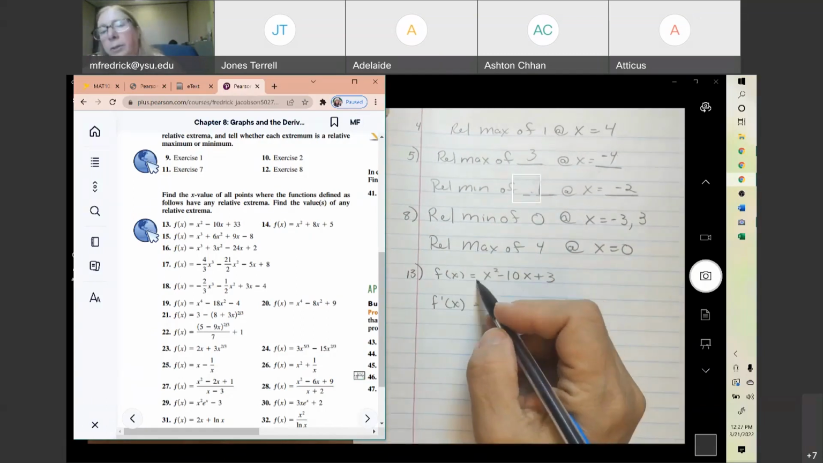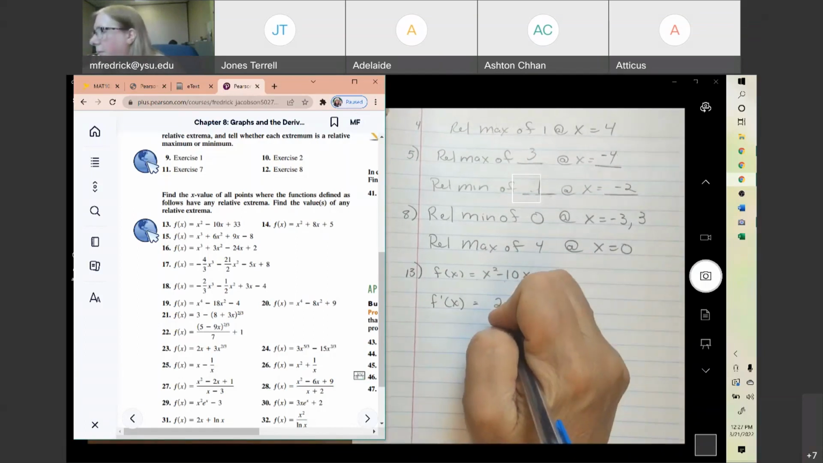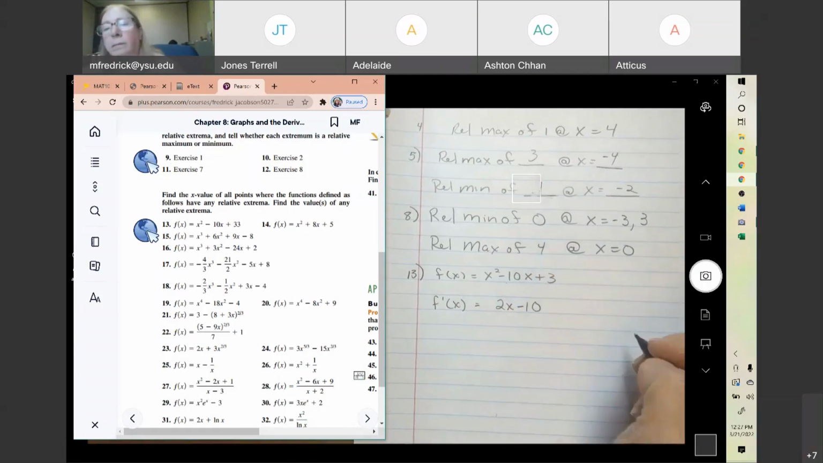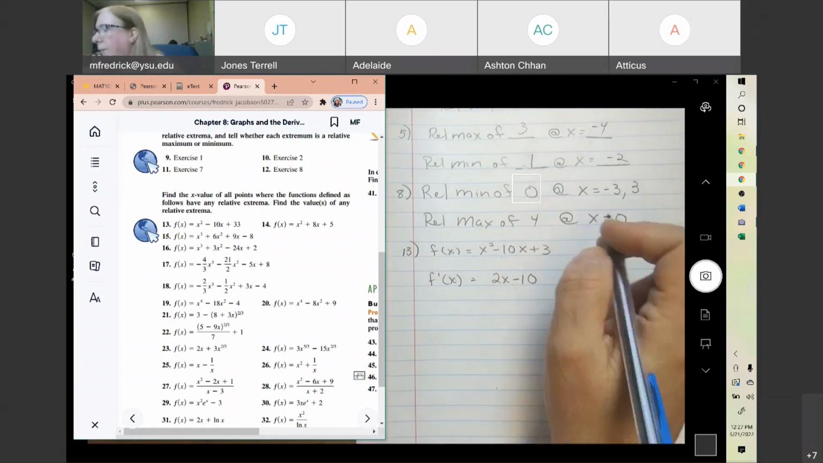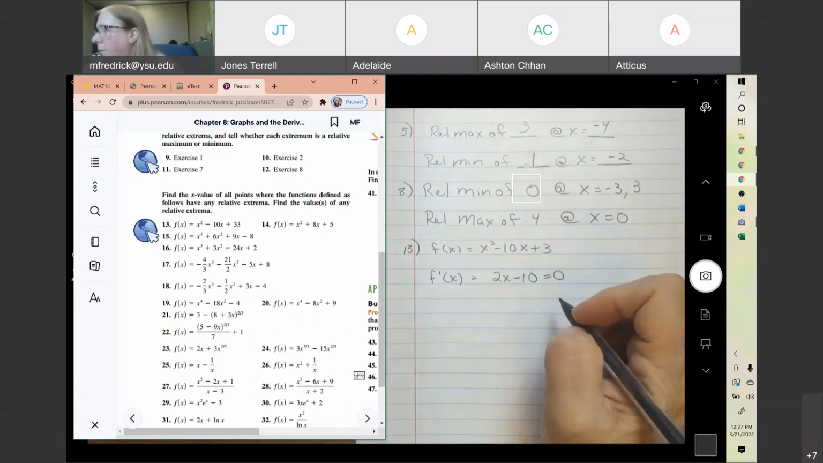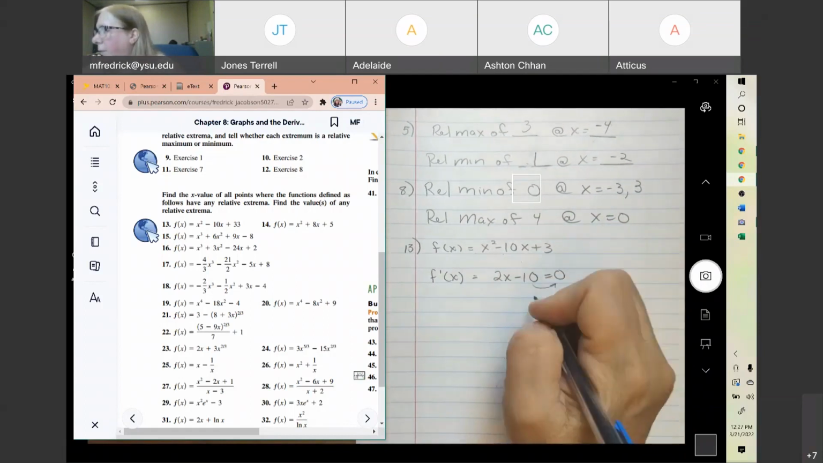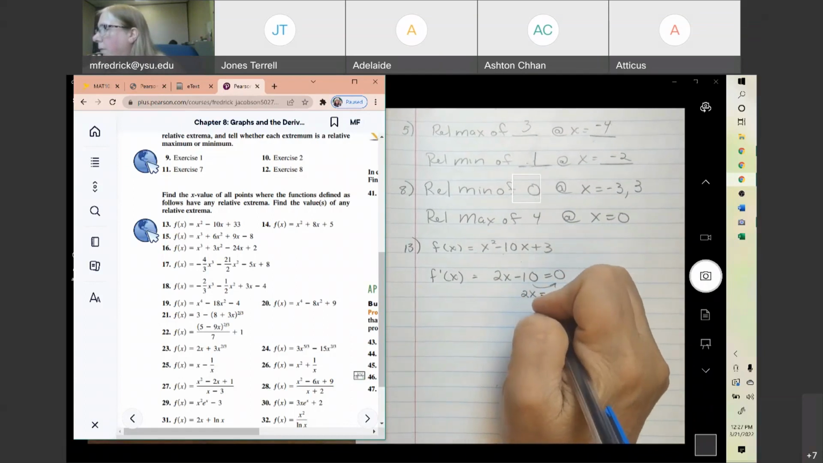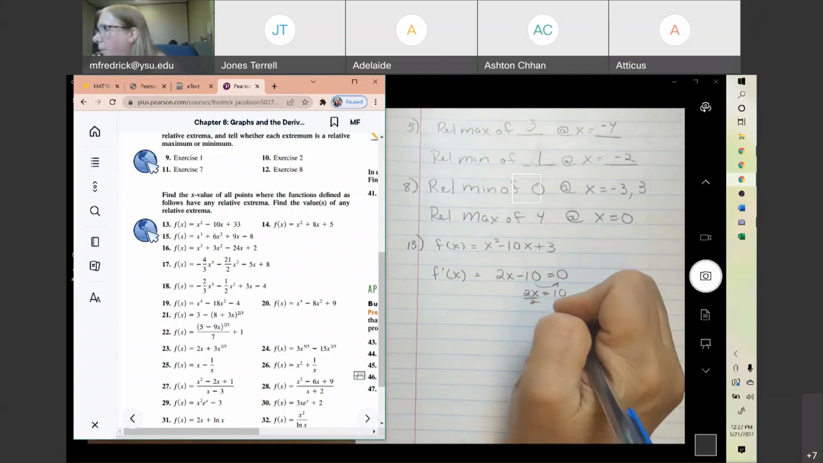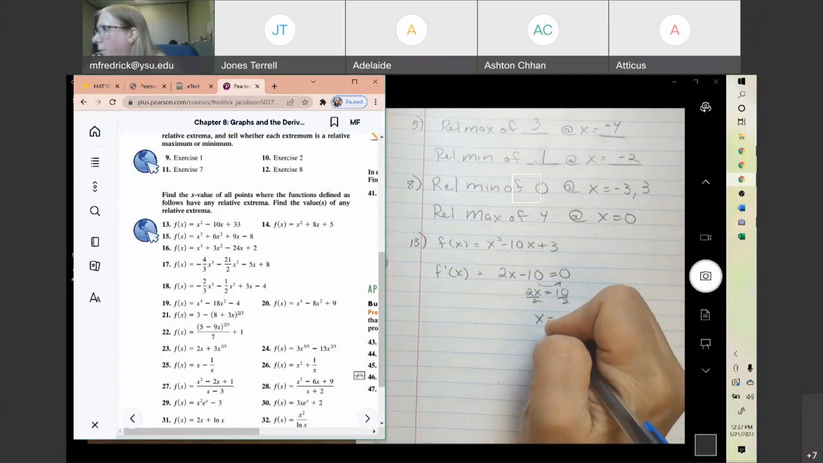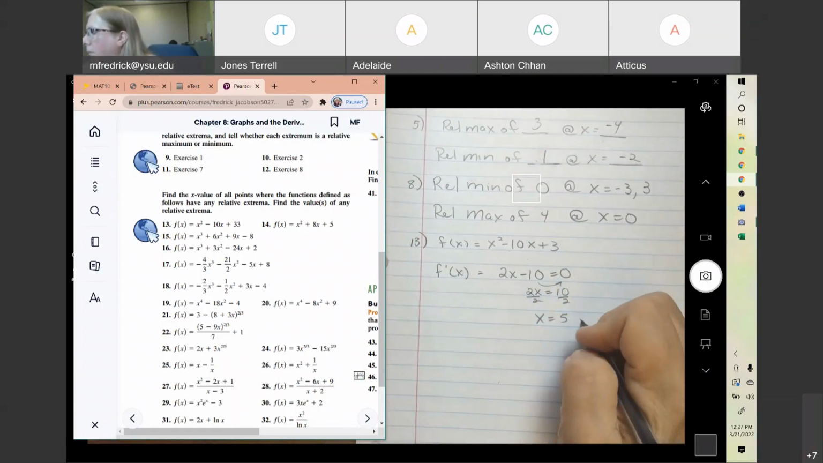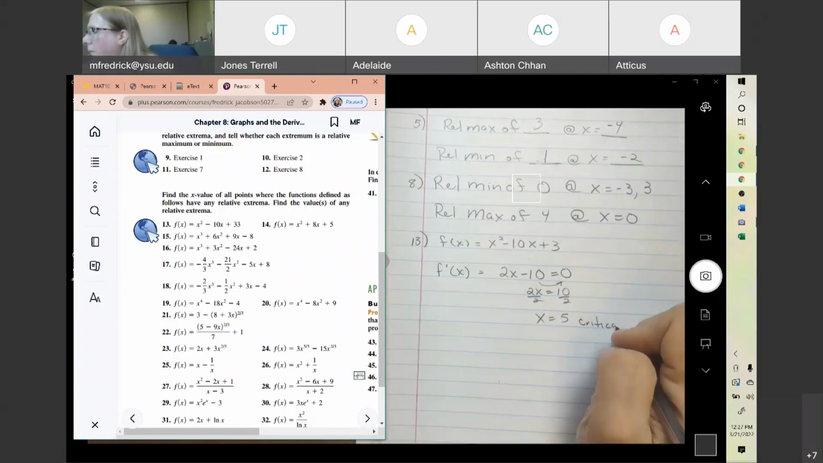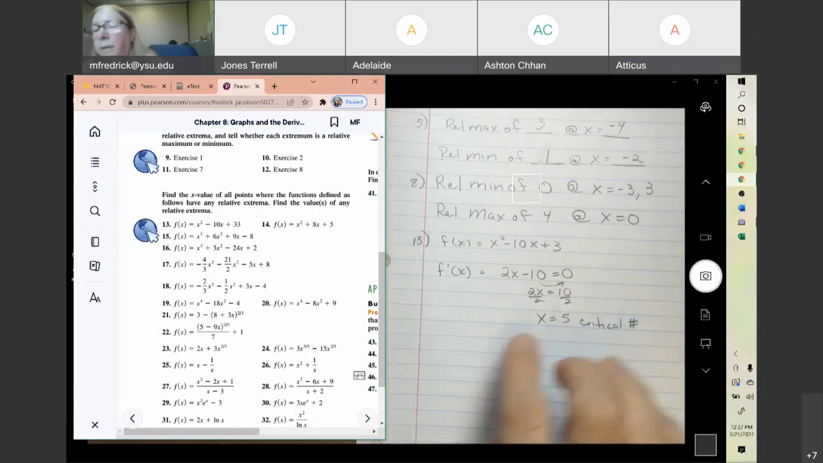Taking the derivative, 2x minus 10. Set it equal to 0. Add the 10 over. And divide by 2. So 5 is a critical number.